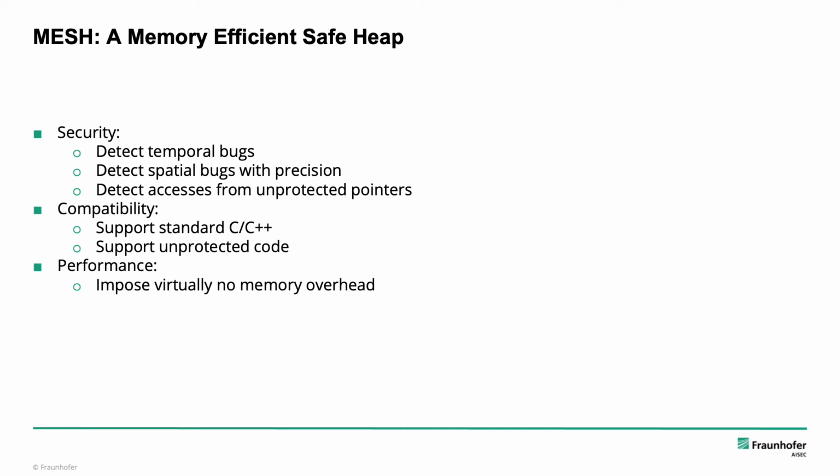Moreover, in practice, most programs make use of external libraries, which is usually precompiled code. This has to be supported by Mesh for it to be usable in practice. Finally, we aim to impose virtually no memory overhead, as this is one of the biggest problems of existing solutions. While slowing down the program can be accepted, sometimes there simply is no more memory to use.